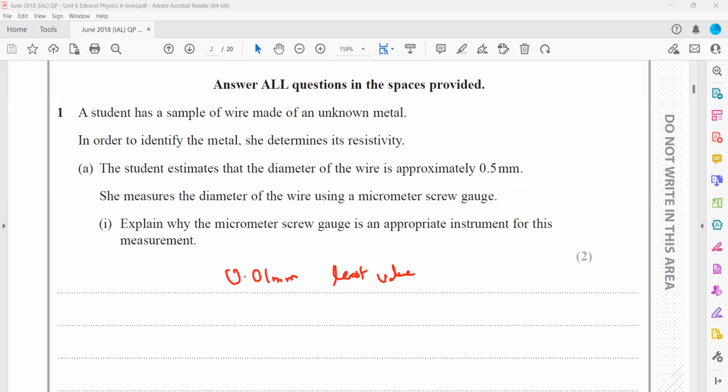And if we want to work out the percentage uncertainty, what will the percentage uncertainty be? The percentage uncertainty is the uncertainty, which is 0.01, divided by the value recorded, which is 0.5, times 100. So when we simplify, this will be 0.01 times 100, 1 divided by 0.5, so it will be 2%. So if we use a micrometer screw gauge, the percentage uncertainty will be 2%. And it's not below the smallest value which the micrometer can record. The second mark is for calculating the percentage uncertainty.